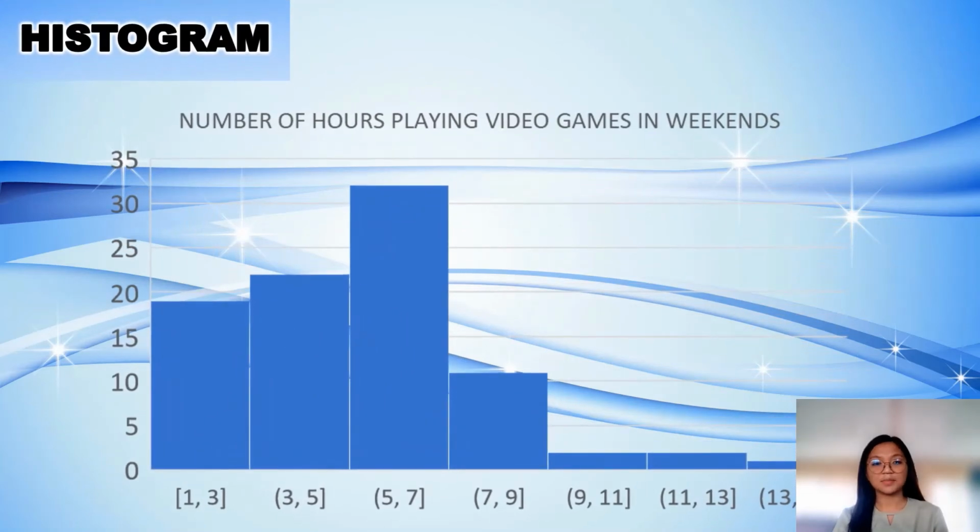Here's an example of histogram. As you can see, it is like a bar graph, but the bars in a histogram are not separated. Histogram is usually used for data in a frequency distribution table.